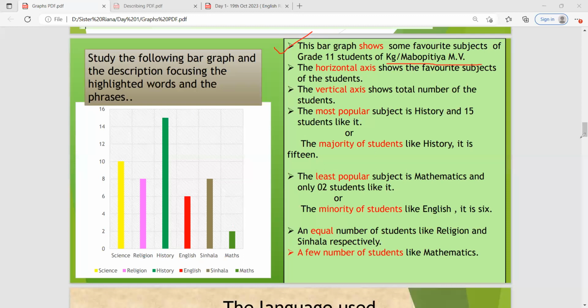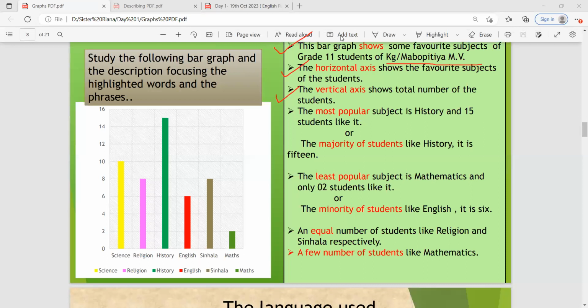So according to this, the bar graph shows some favorite subjects of grade 11 students, right? Then the next thing is you have to describe your horizontal axis and then the vertical axis. That is the next step, right? So then the next step is you have to explain that. So that is what I'm going to do.